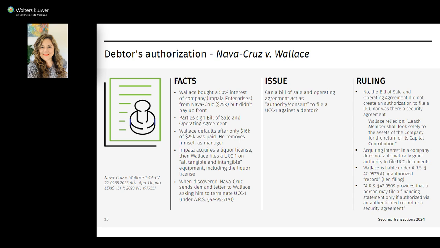The court further went on to say that acquiring an interest in a company does not automatically grant authority to file UCC documents. Therefore, Wallace was liable under 9-527 for damages. And remember, 9-509 provides that a person may file a financing statement only if authorized via an authenticated record, which would have been some kind of a writing or a security agreement.